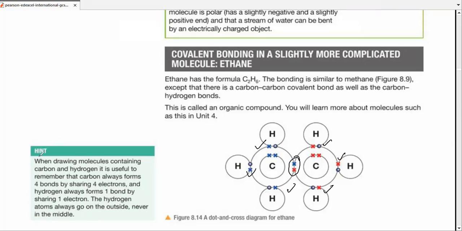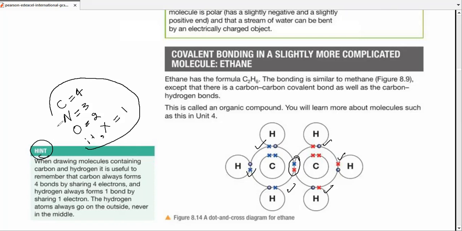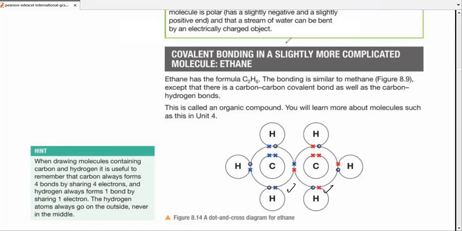Not just that, if you are going to go with this hint, you better also note that nitrogen is going to form 3 bonds, carbon is going to form 4, oxygen is going to form 2, and hydrogen and all of the halogens, I'm going to represent hydrogen with H, but all the halogens with X, are going to form 1 bond each. So if you know the number of bonds, it is going to be easier for you to work them out in dot and cross diagrams. Let's move on.